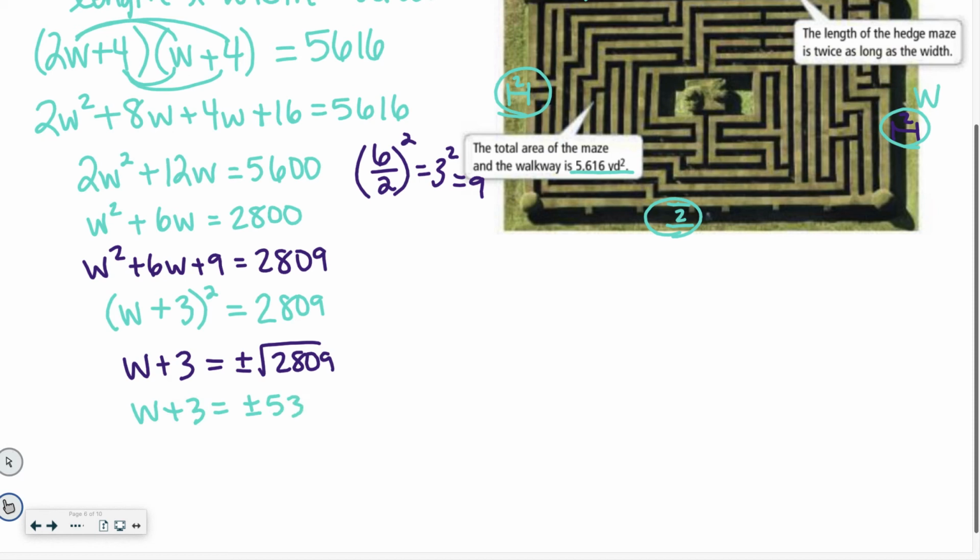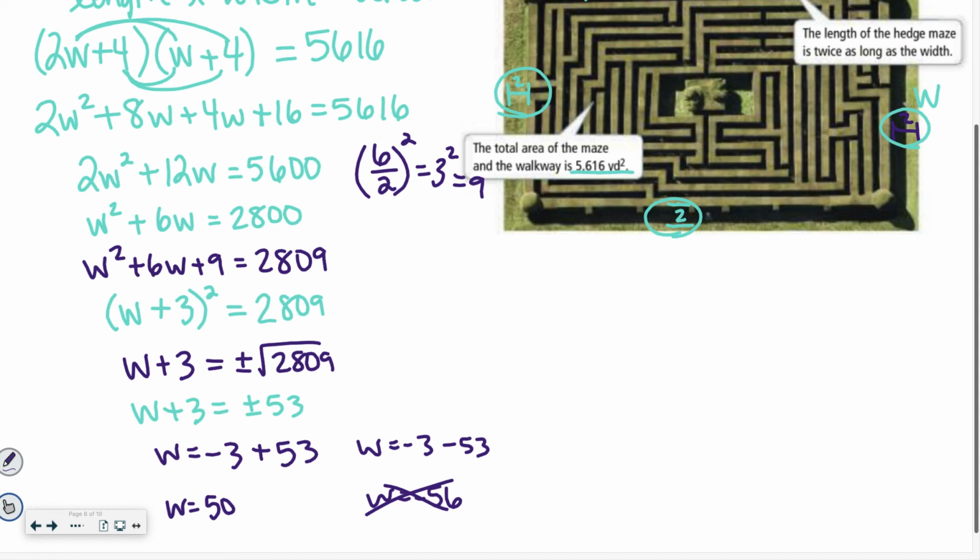Okay? Now I want to get w all by itself, so I'm going to subtract 3 from both sides. So I have negative 3 plus 53. That's w equals 50. And then I'm going to do negative 3 minus 53. W equals negative 56. Now, since I'm talking about the width of a hedge, a negative number doesn't make sense. So I'm going to get rid of that negative 56.